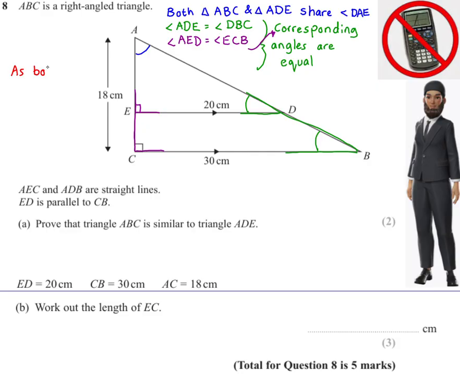Okay, then finally we can go back and say both triangles have the equivalent angles, so these triangles ABC and ADE must be similar.